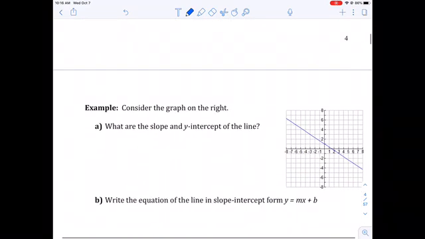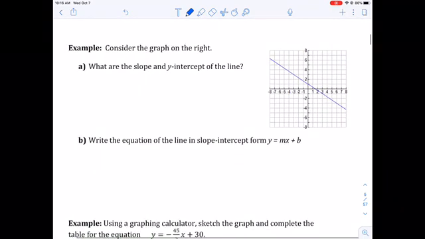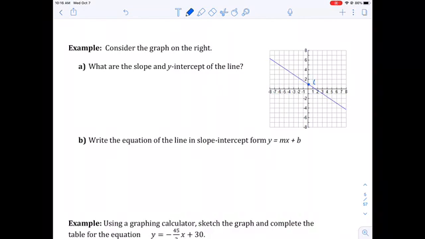Okay? Consider the graph on the right. What are the slope and y-intercept of that line? So we're going to look at this. I can see my y-intercept is 0, 1. Okay? The y-intercept is 0, 1.